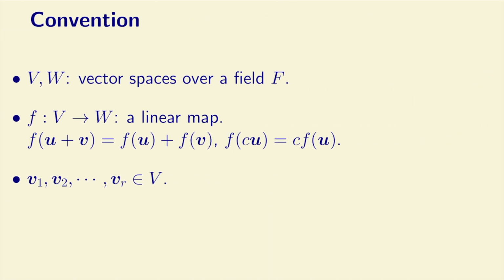The next page sets up some conventions. It says we have two vector spaces, V and W, over a field F. There's a linear map, which they call f, that goes from V to W, and we have a set of vectors, v1, v2, ..., vr, that are all in V. Okay, so f is a function that preserves the vector space structure, right? Like f of u plus v equals f of u plus f of v, and f of cu equals c f of u. Exactly, you got it.